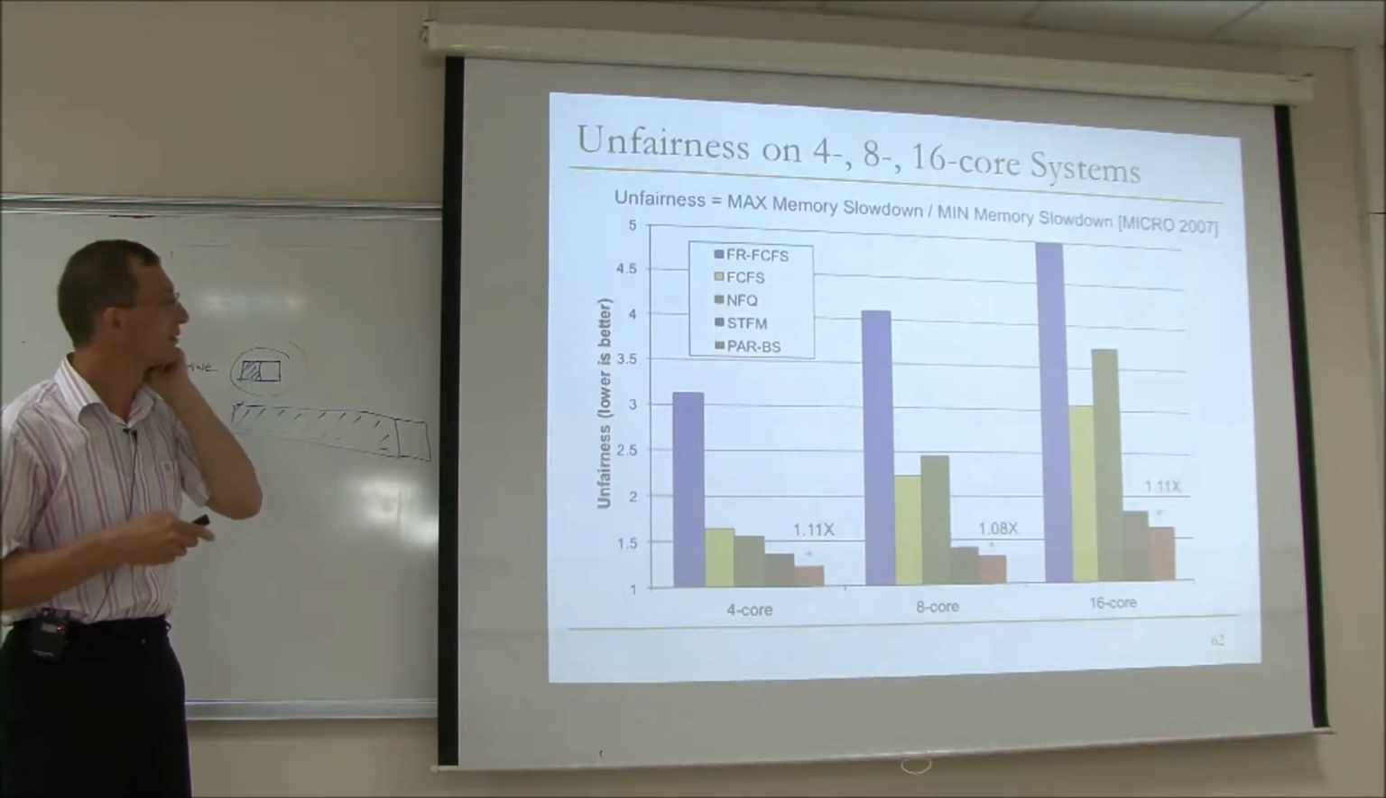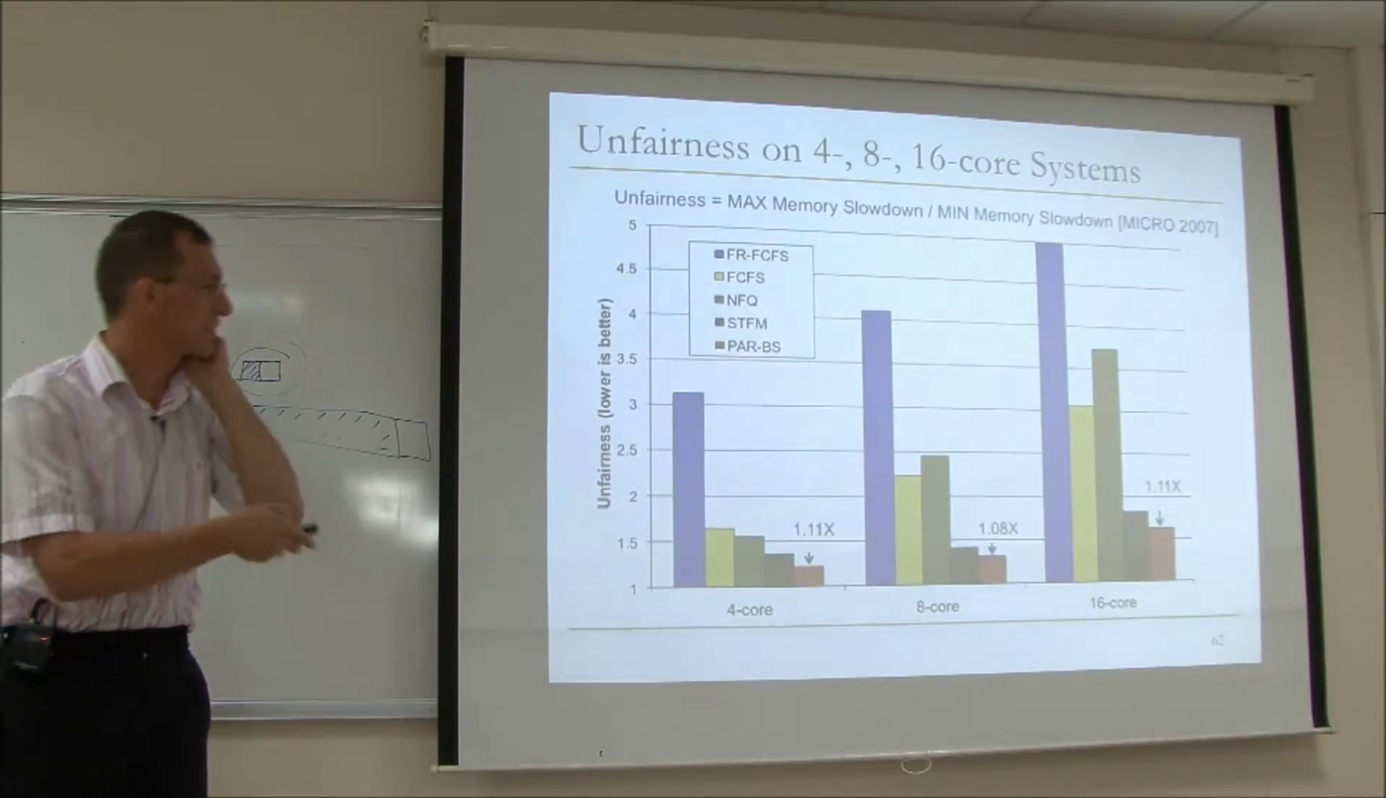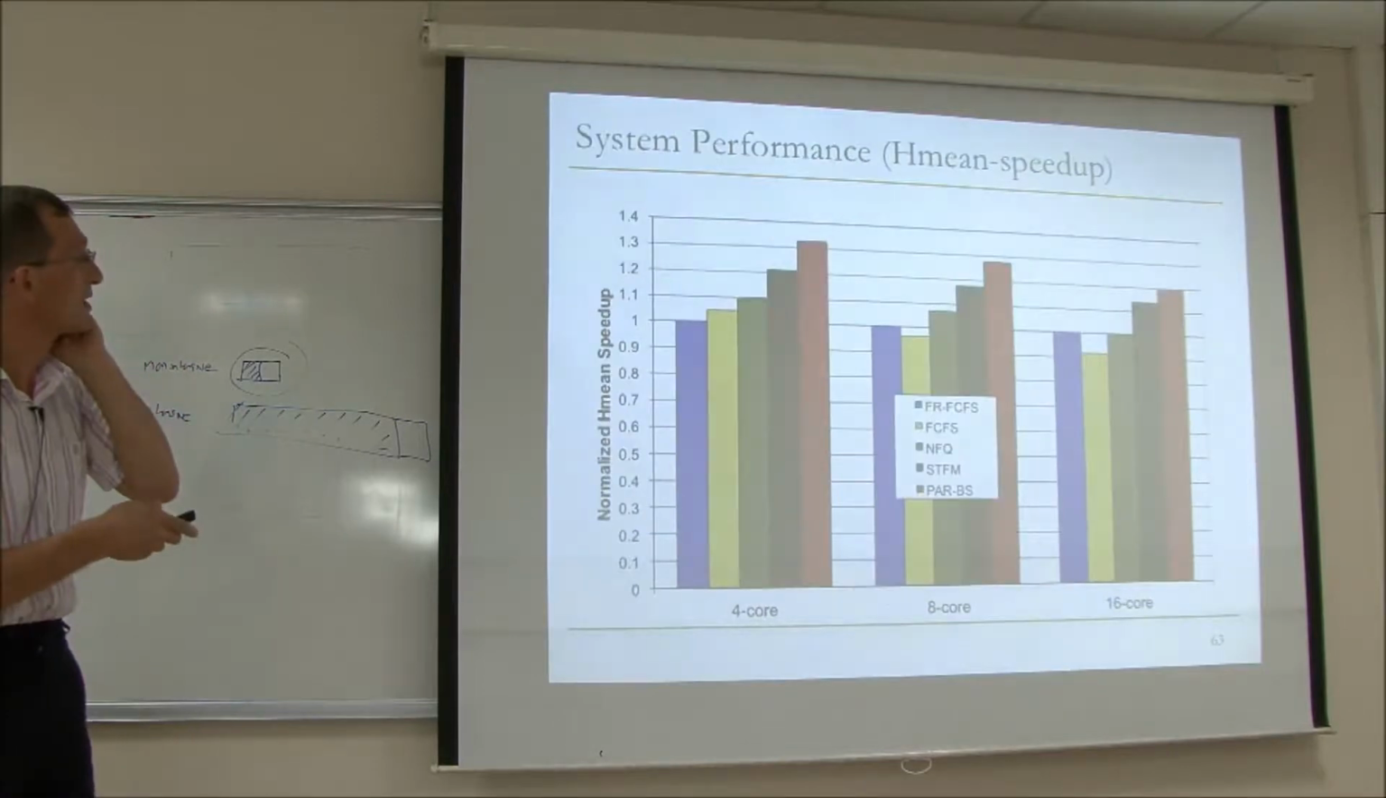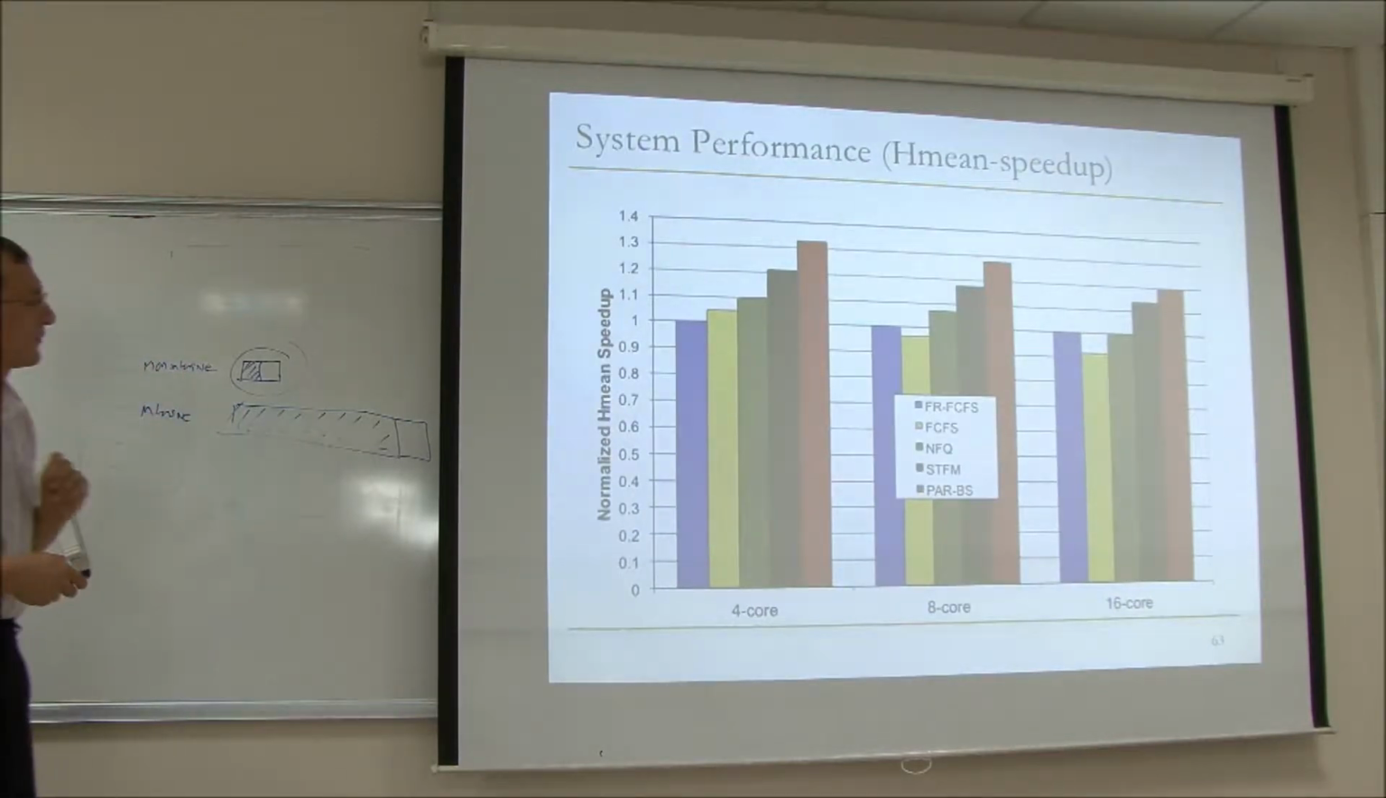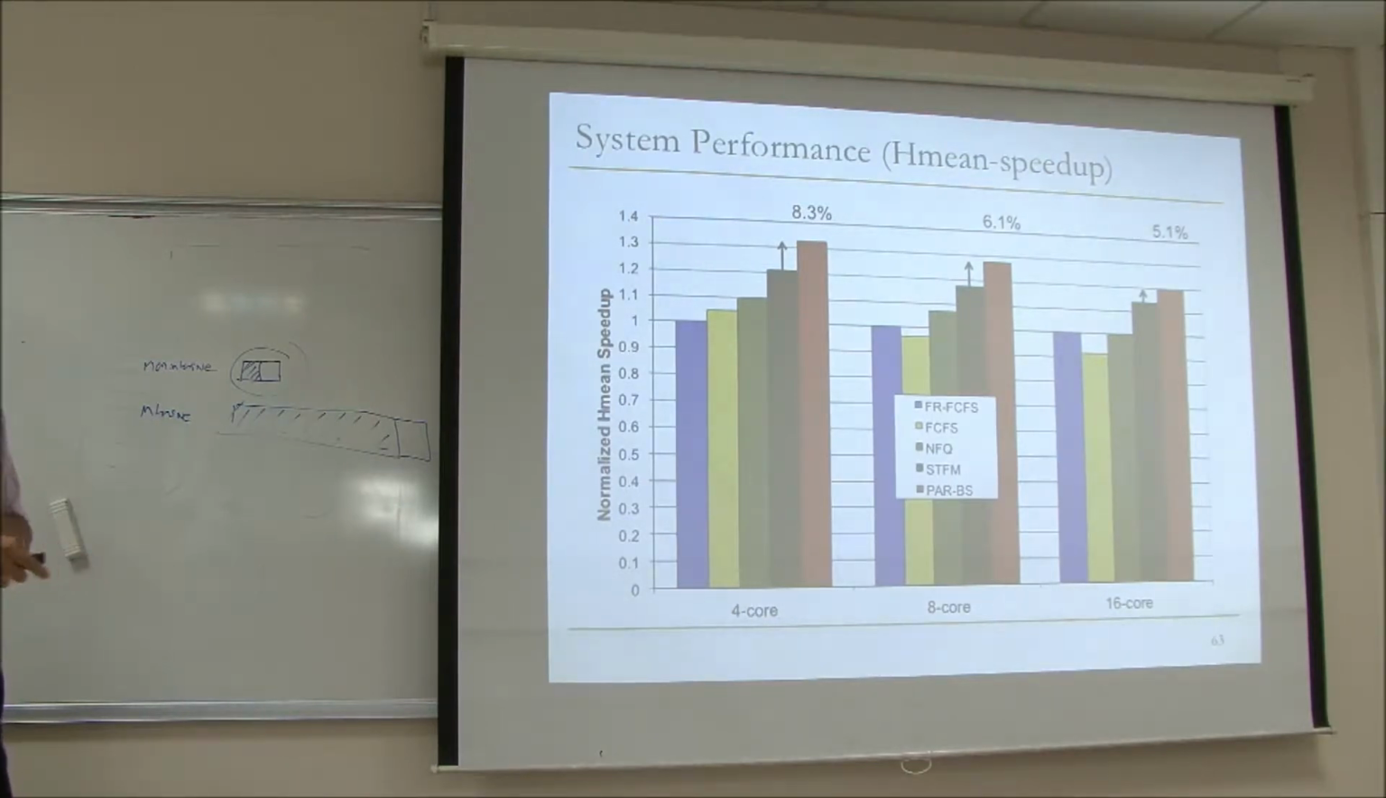So what is the benefit compared to stall time fair memory scheduling? What is the benefit on system performance? Again, these are 4-core, 8-core, 16-core systems. This is normalized performance, normalized to first ready, first come, first serve. If you look at this, performance improvement of stall time fair memory scheduling is significant compared to the best previous scheduler. And parallelism over batch scheduling also improves performance on top of stall time fair memory scheduling.